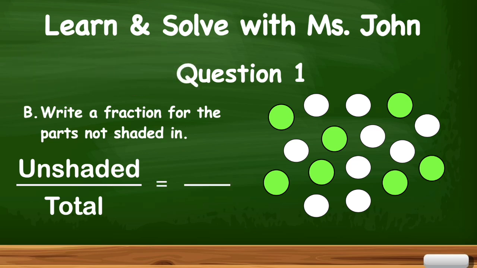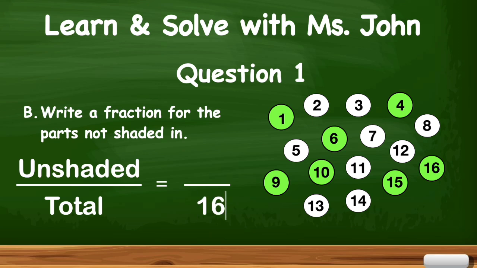So let's find what is the total number of dots that we have. So let's count. 1, 2, 3, 4, 5, 6, 7, 8, 9, 10, 11, 12, 13, 14, 15, 16. So the total number of dots is 16. So therefore the bottom number is 16.